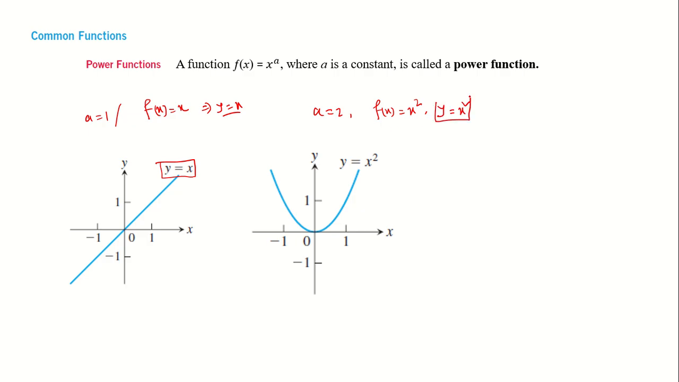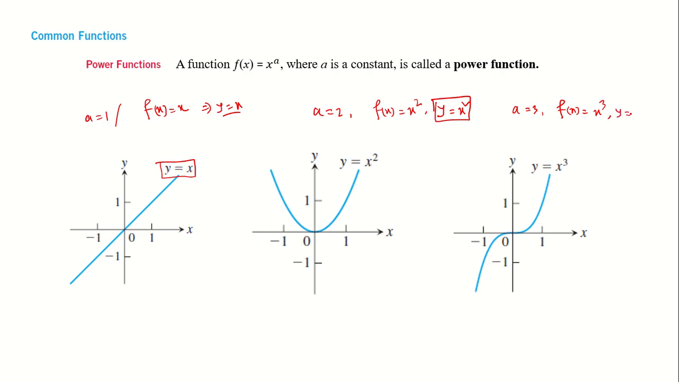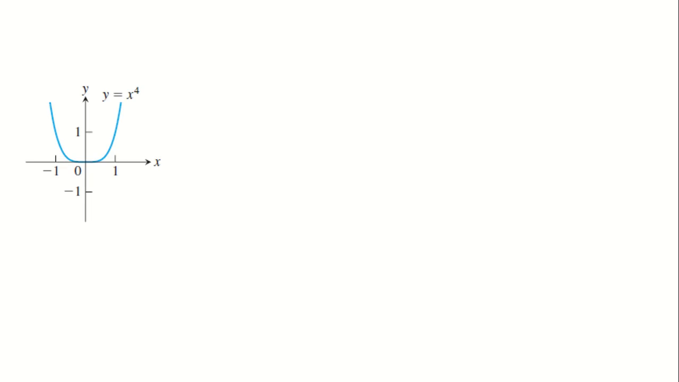Okay, that is y equals f of x, y equals x squared. We already know about this graph. And then if we put a equals 3, then we will have f of x equals x cube. That means y equals x cube. So the graph of y equals x cube is just like this. We can easily plot this using Desmos. Then power 4, y equals x to the power 4, and then x to the power 5.